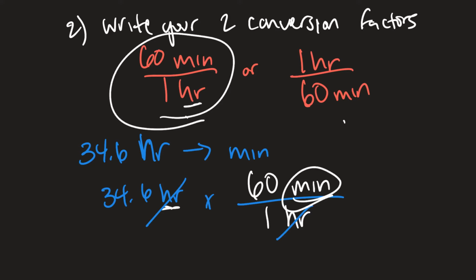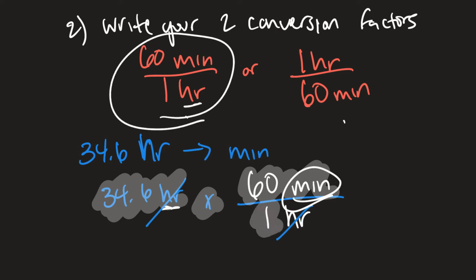So when you're doing this mathematical expression in your calculator, you will simply write 34.6 times 60, and if you really want to, you could divide that by 1, and your answer will simply be 2,076 minutes. Okay, so that's how we go through it, and that's the process of dimensional analysis. It's really helpful, especially when we're dealing with units that we're not really familiar with, especially a lot of the units that you will see in chemistry.